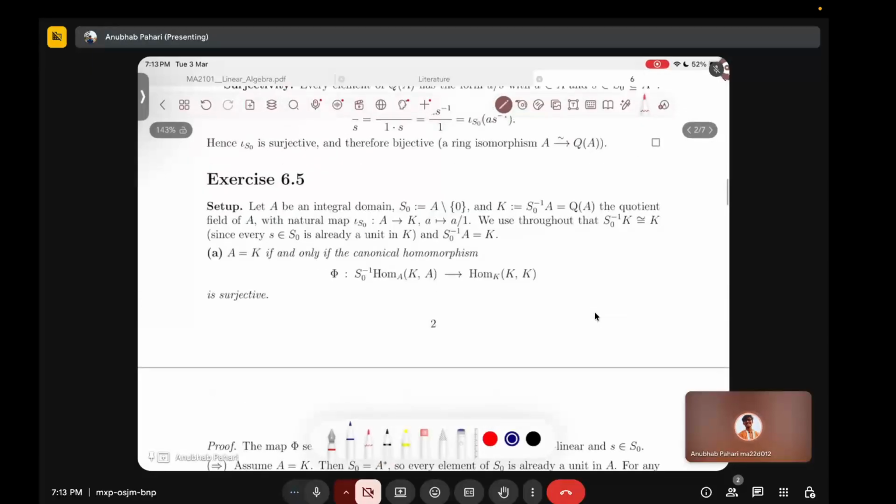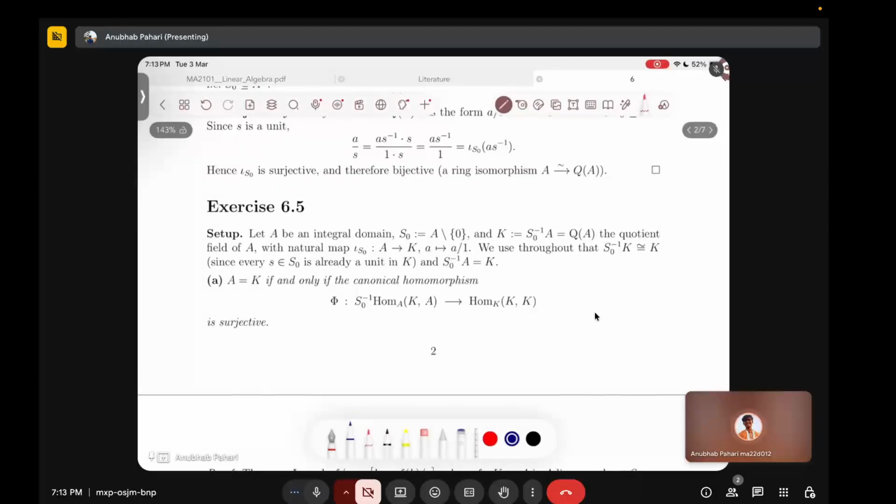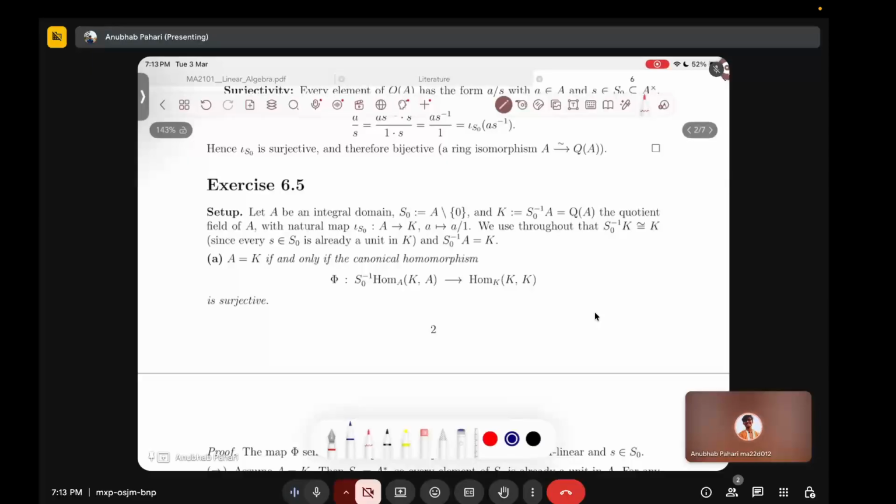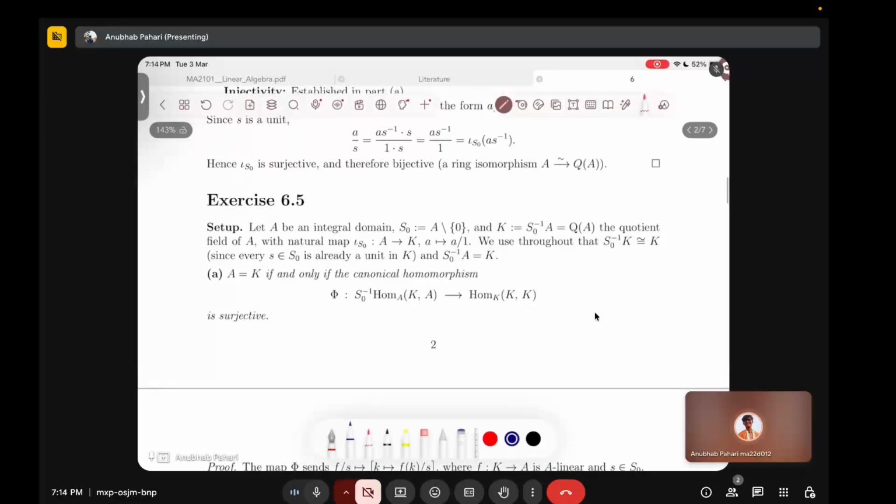Now let us focus on the next problem. So let A be an integral domain and S0 be the set A minus 0, and K equals S0 inverse A, which is the quotient field of A with natural map from A to K, as a goes to a/1. We use throughout that S0 inverse K is isomorphic to K, since every s of S0 is already a unit in K, and we have that S0 inverse A equals K. Now we have to show that A equals K if and only if the canonical homomorphism phi from S0 inverse Hom_A(K, A) to Hom_A(K, K), the module homomorphisms from K to K over K, is surjective. So try to do this for 5 minutes, then we will discuss.